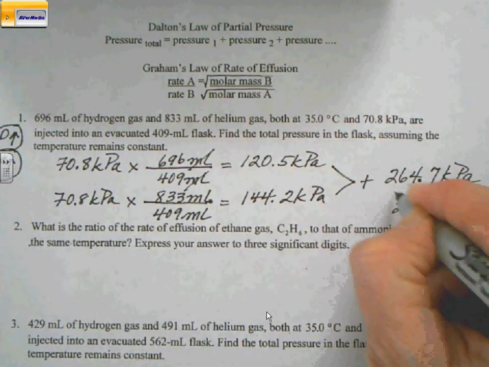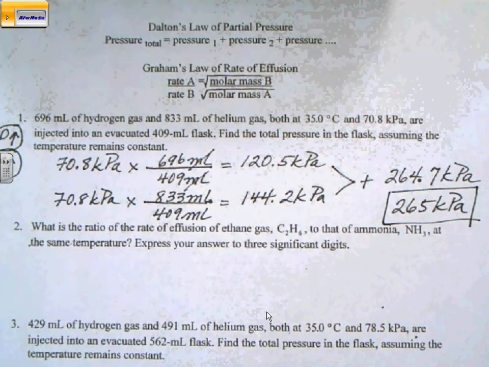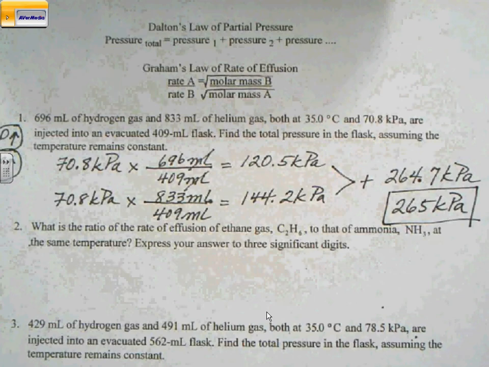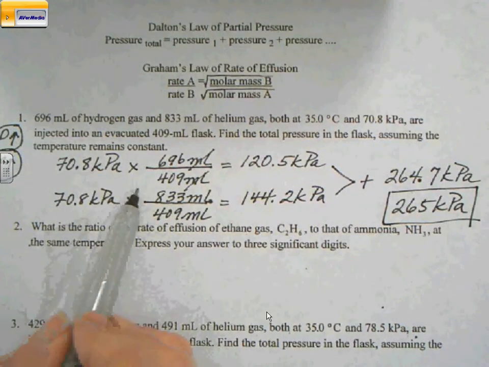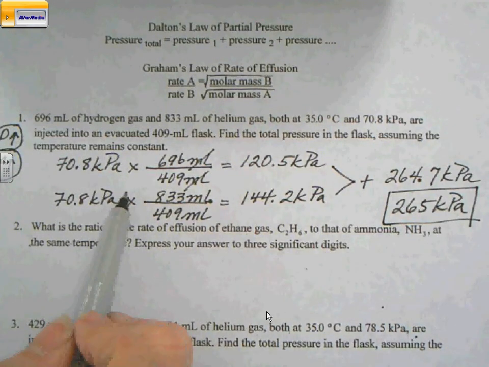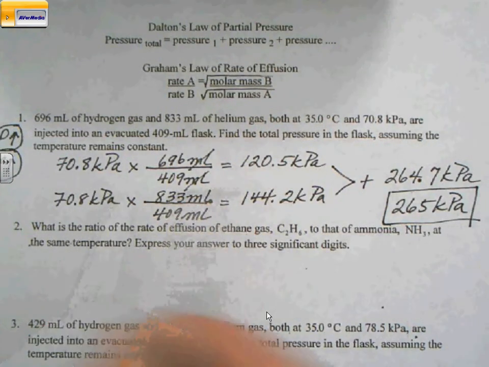Perfect. Okay. Now that happened to be an example of Dalton's law. Pressure of 1 plus the pressure of 2 equals the total pressure.